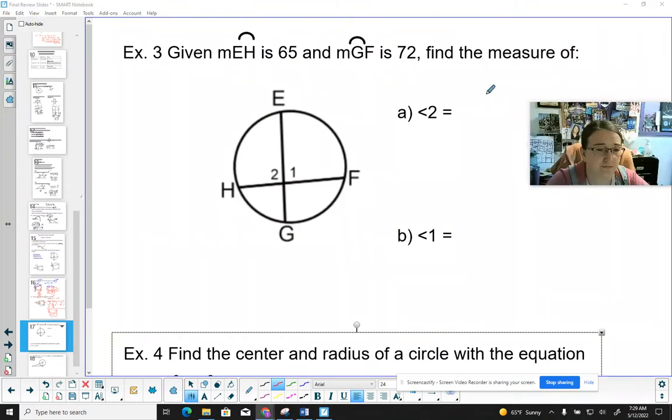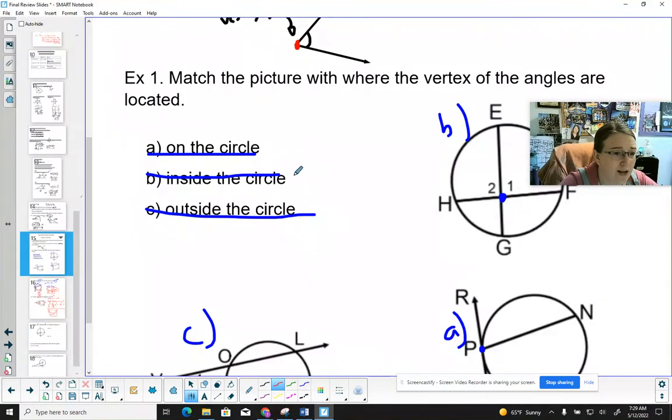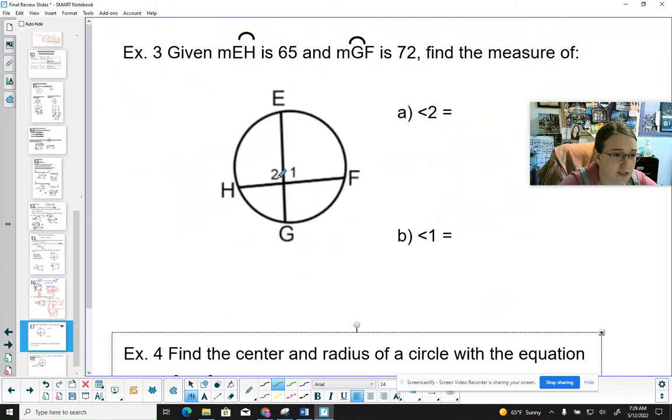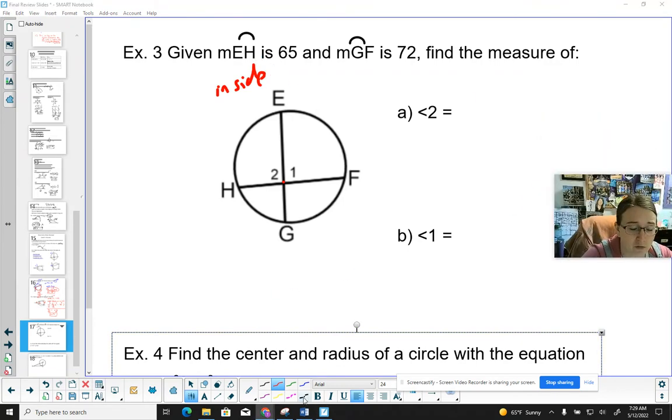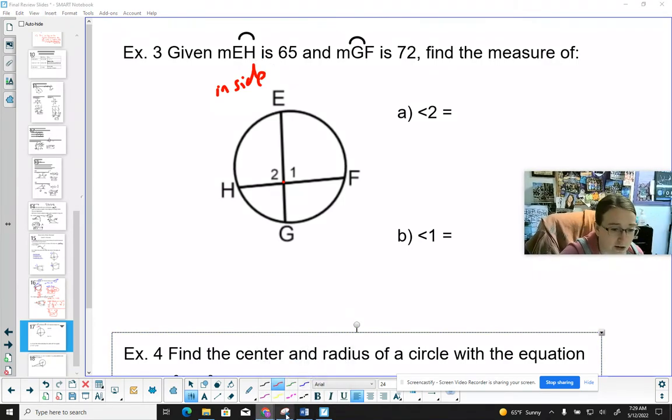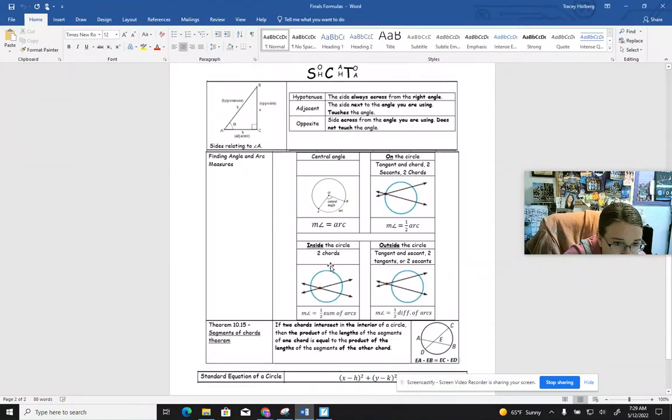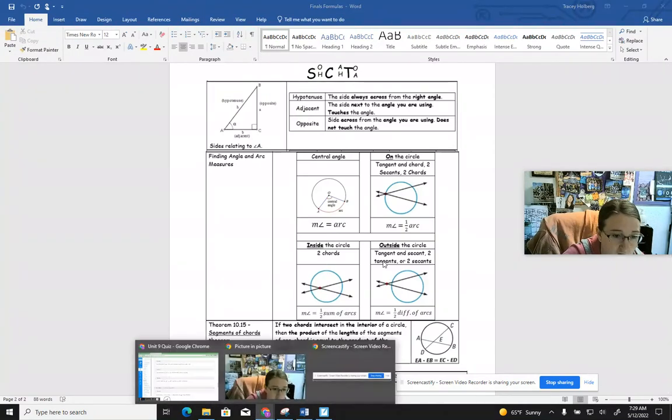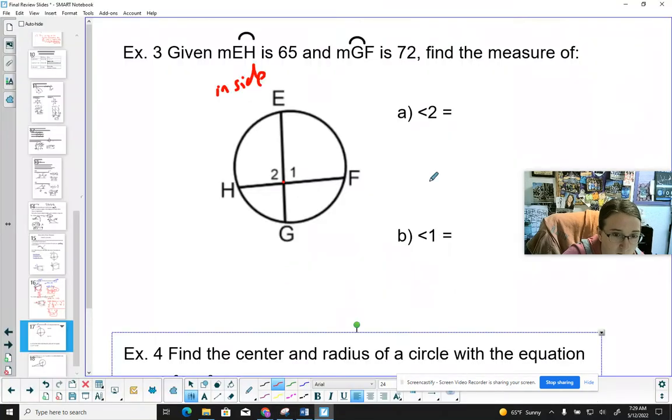Okay, let's go on to number 3. Once again, we already determined for this picture that we were inside the circle. That point is inside the circle. So please take a second to write the formula down off your formula sheet. I had you write down on the formula sheet: angle equals 1/2 (arc 1 plus arc 2).